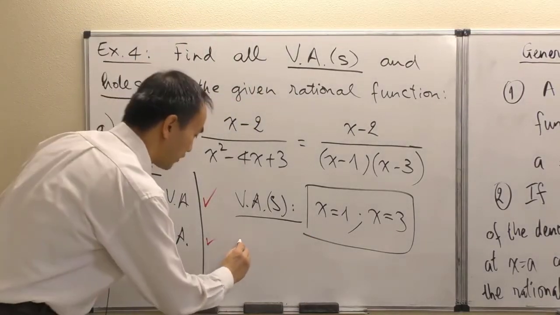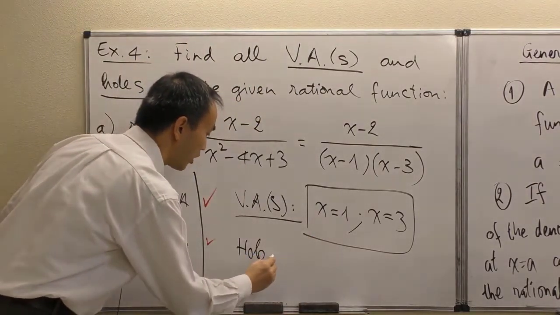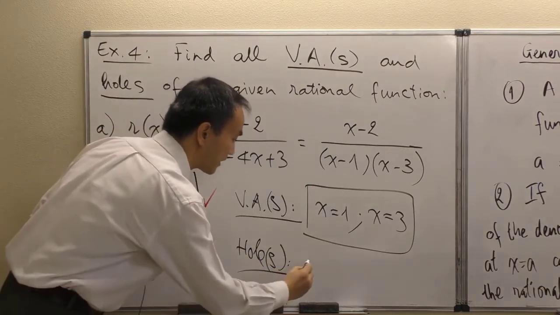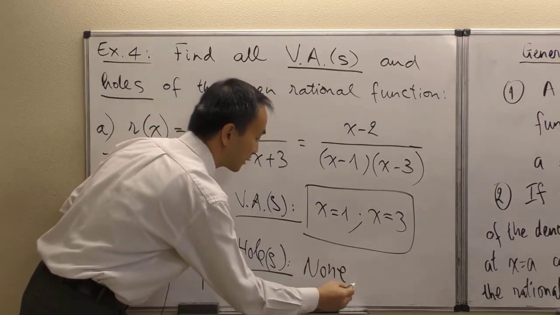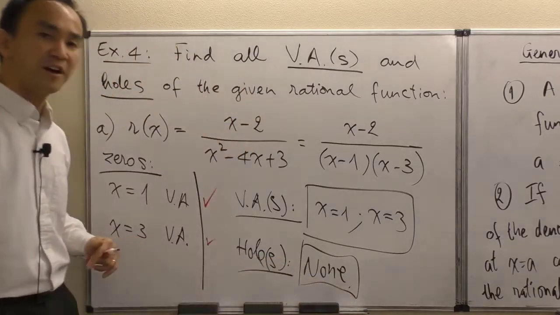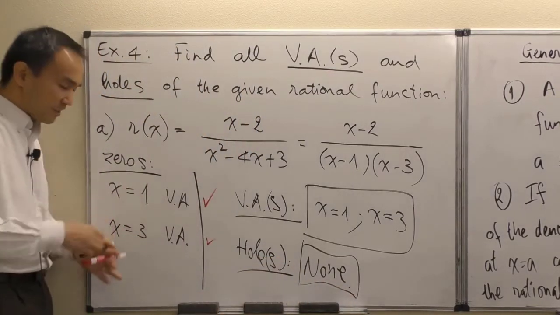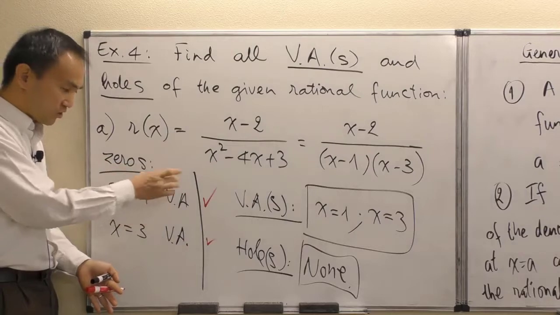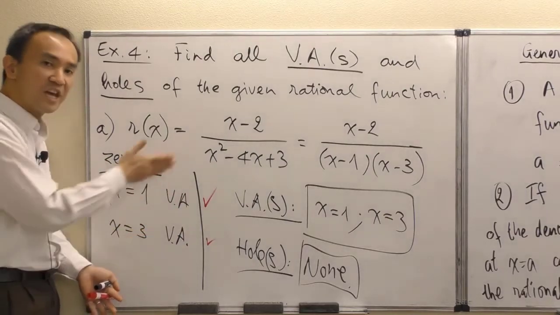Okay, and then as far as holes, the question is also asking for holes. Now we can just simply put in one conclusion: none. That's how we're finding it. So for now, at this stage, at this step right here, we are checking. We list down all the zeros and we check.